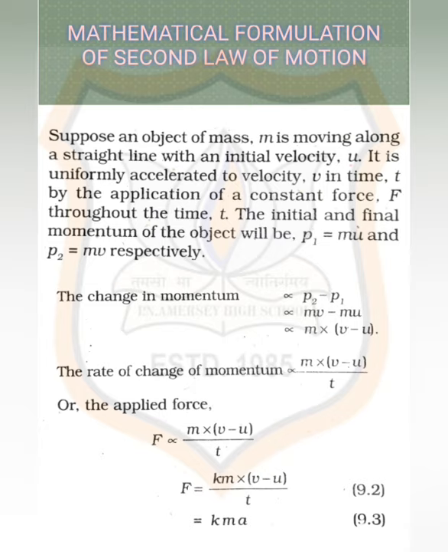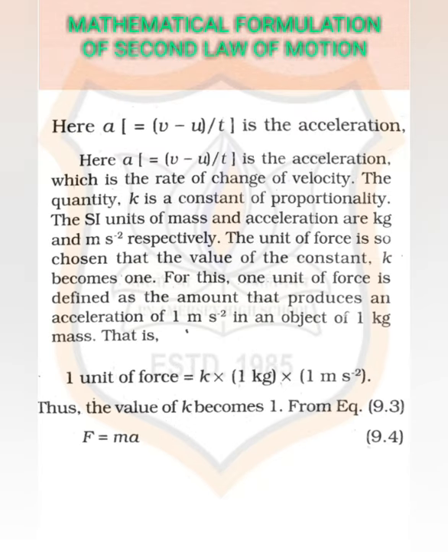And we know that (v minus u) upon t, that is change in velocity per unit time, is equal to acceleration. So a is equal to (v minus u) upon t, that is acceleration, which is the rate of change of velocity we have discussed in chapter number 8. The quantity k is the constant of proportionality, and the SI units of mass and acceleration are the common units kg and meter per second square respectively.